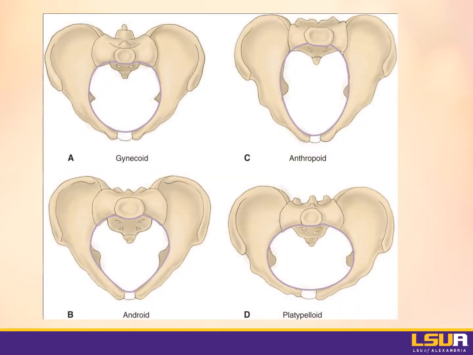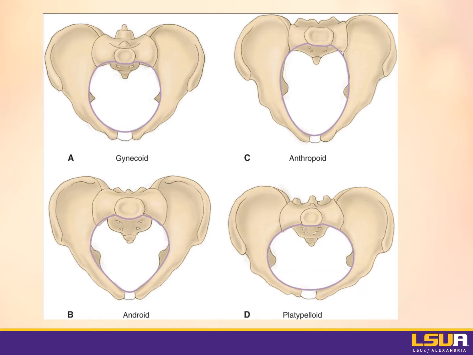And here's just another picture. This is the same as what you see in your book. And you can see why I call platypelloid kind of squished down. It's not rounded enough for a baby's head to go through easily. Those two little bones that you see on the sides are called the ischial spines, and I will talk to you about that in a little bit.